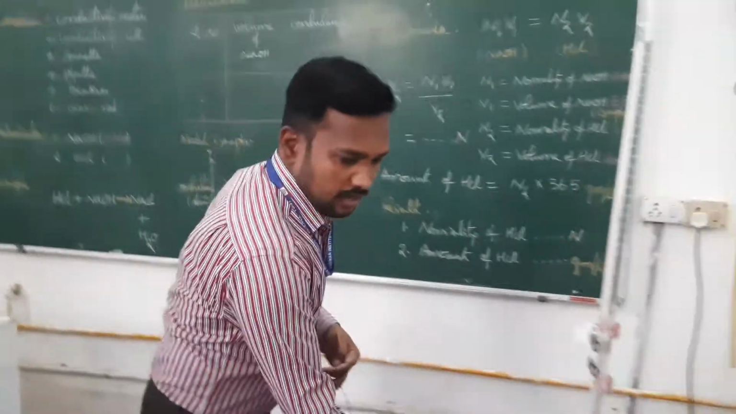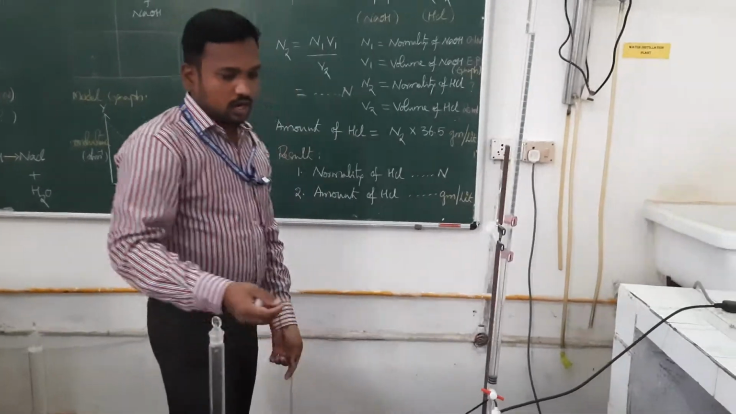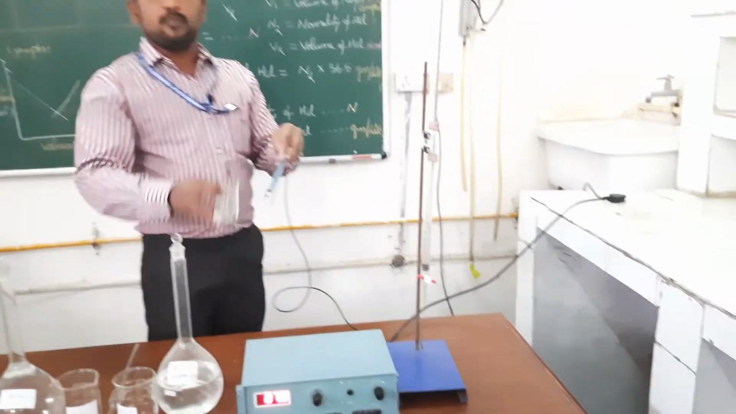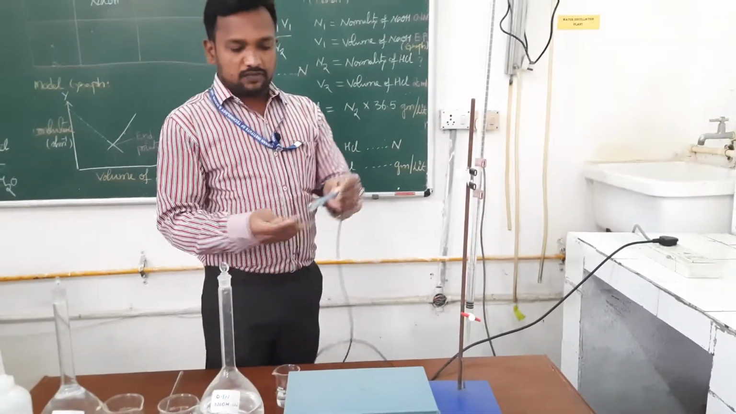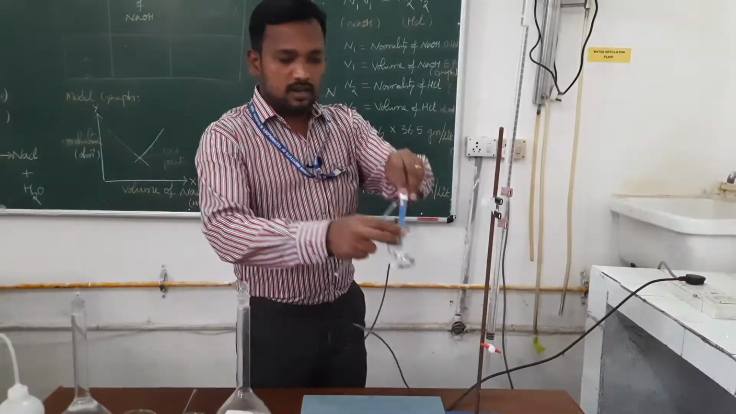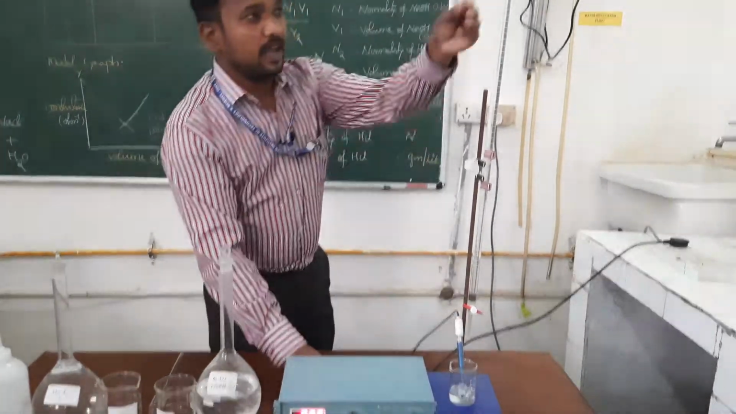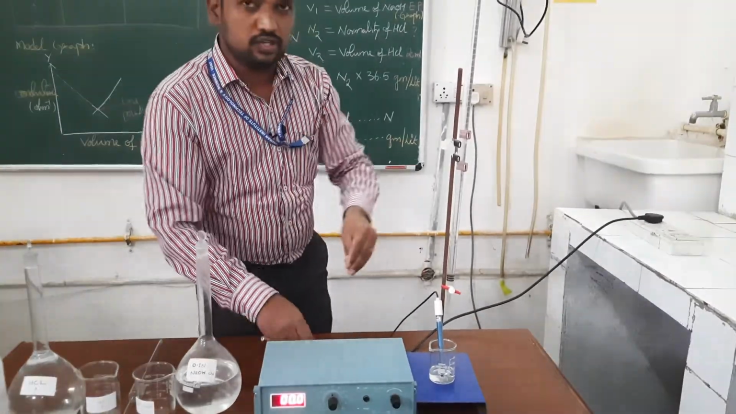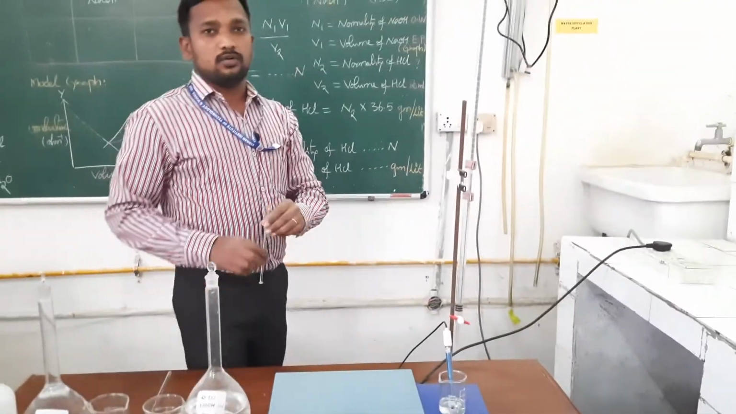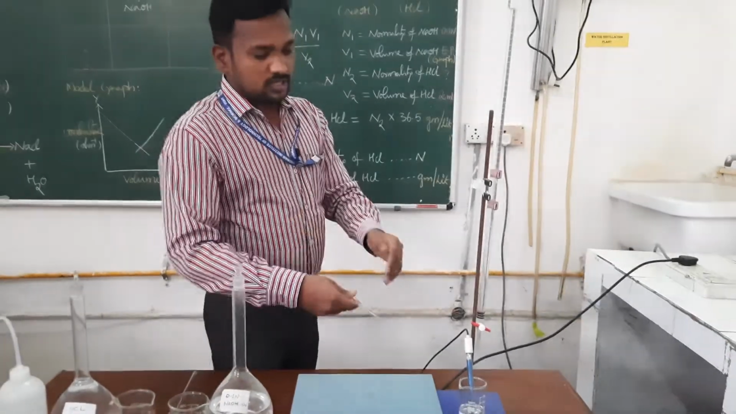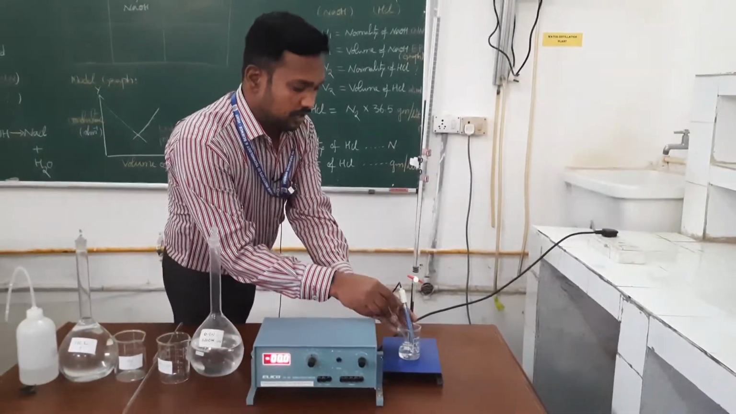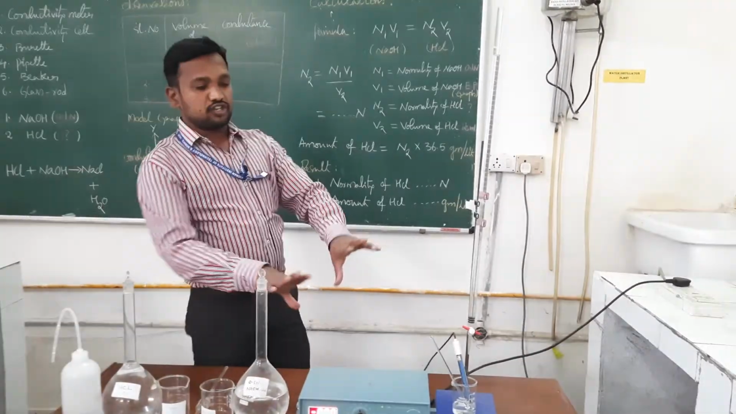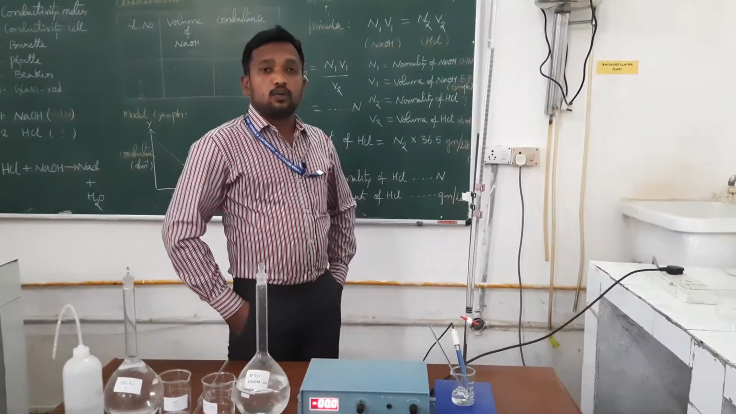Once again, I will recap it very briefly. First you take 20 ml of HCl solution in a beaker and dip the conductivity cell in the HCl solution, and add 1 ml of NaOH from the burette. Then you stir the solution and measure the conductance value. This procedure is repeated up to 20 to 30 readings. This is the brief explanation of conductometric titrations.